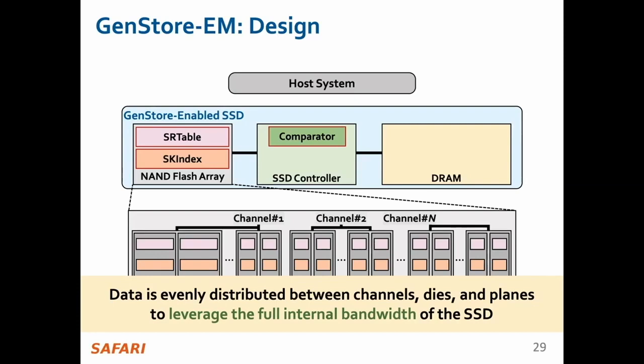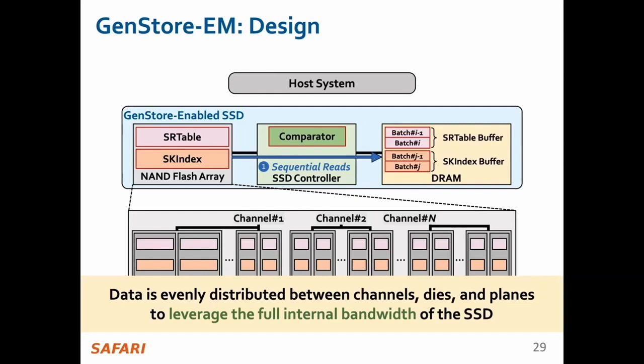So GenStore EM consists of two steps. Step one reads the two data structures from the NAND flash chips into the SSD's internal DRAM in a batched manner. Since we read sequentially, we can just read in small batches, and we don't need to have the whole table or whole index in DRAM. Therefore, only a few hundred megabytes of DRAM is enough to keep the full throughput of leveraging the internal bandwidth of the SSD. Then step two performs exact match filtering within each read batch using simple comparator logic.